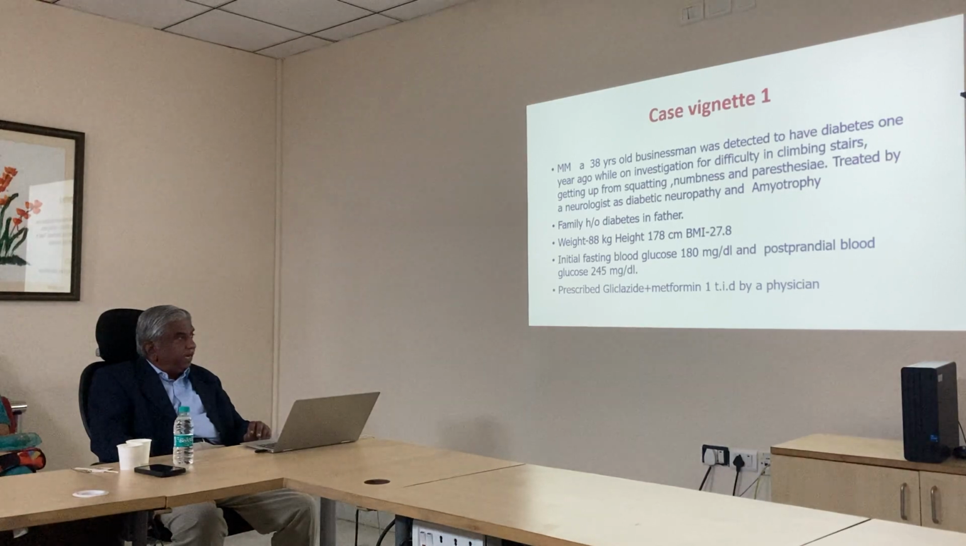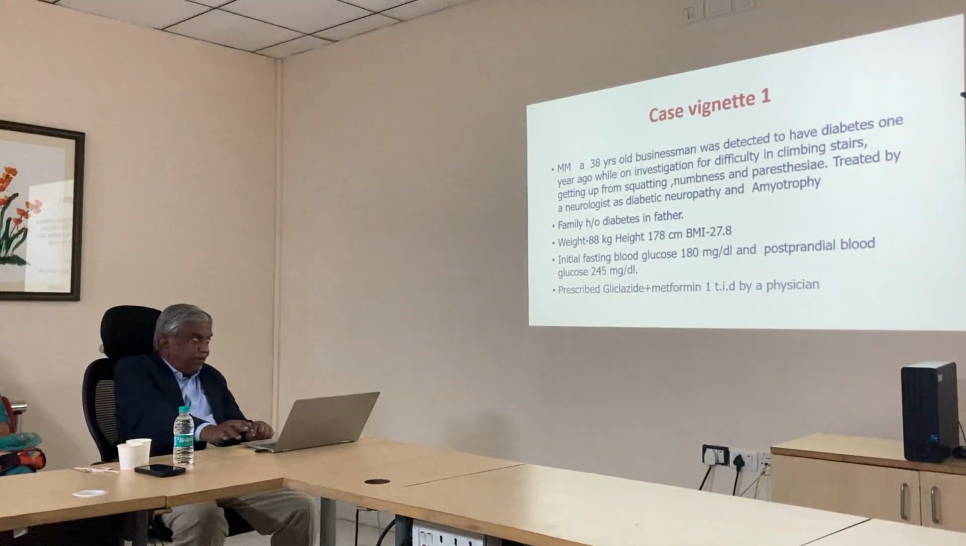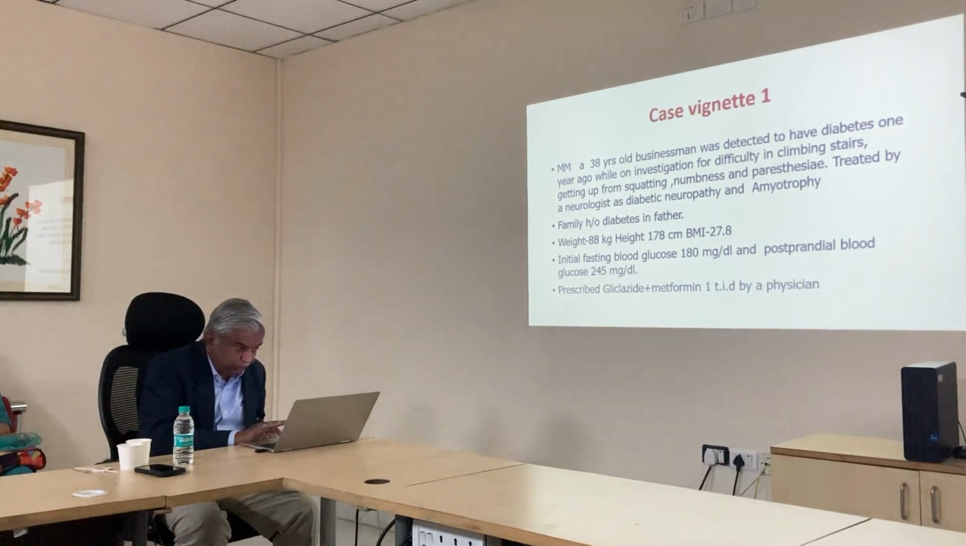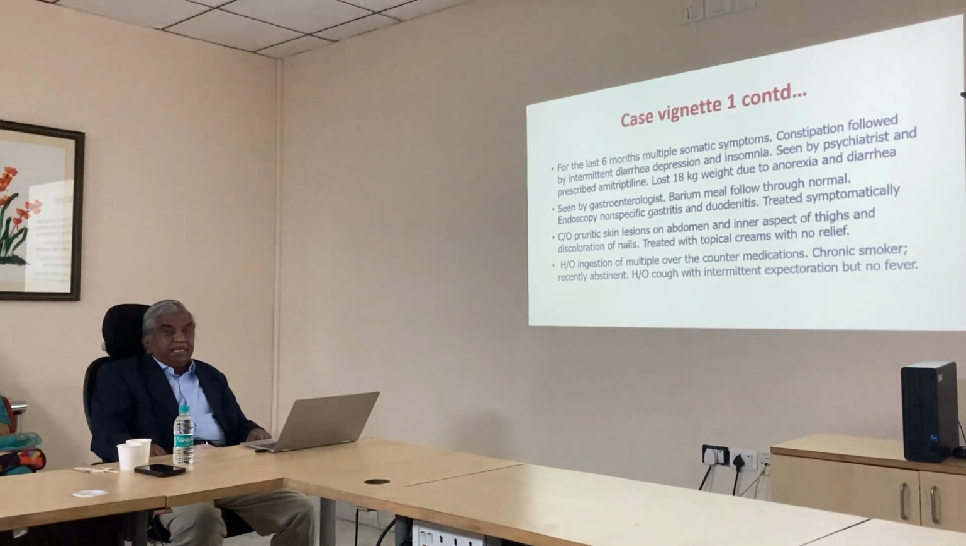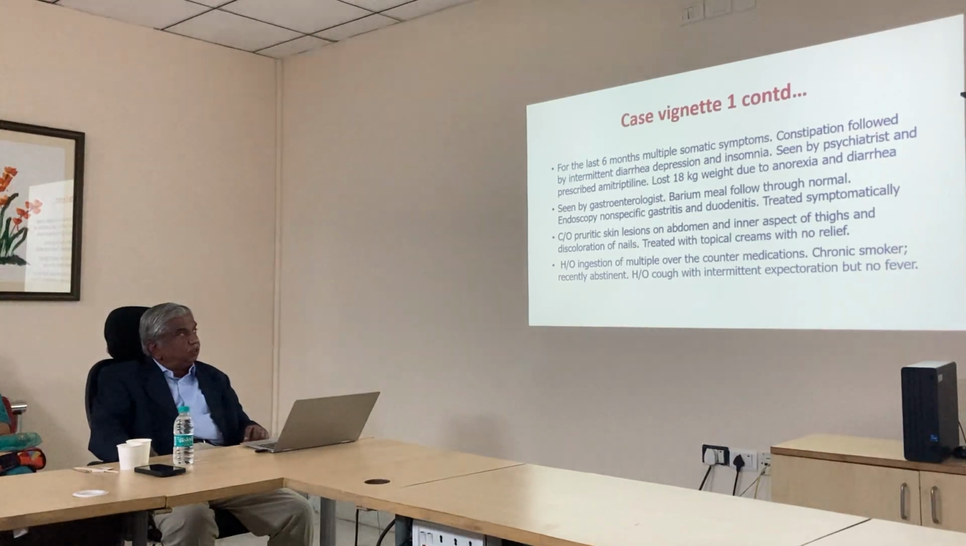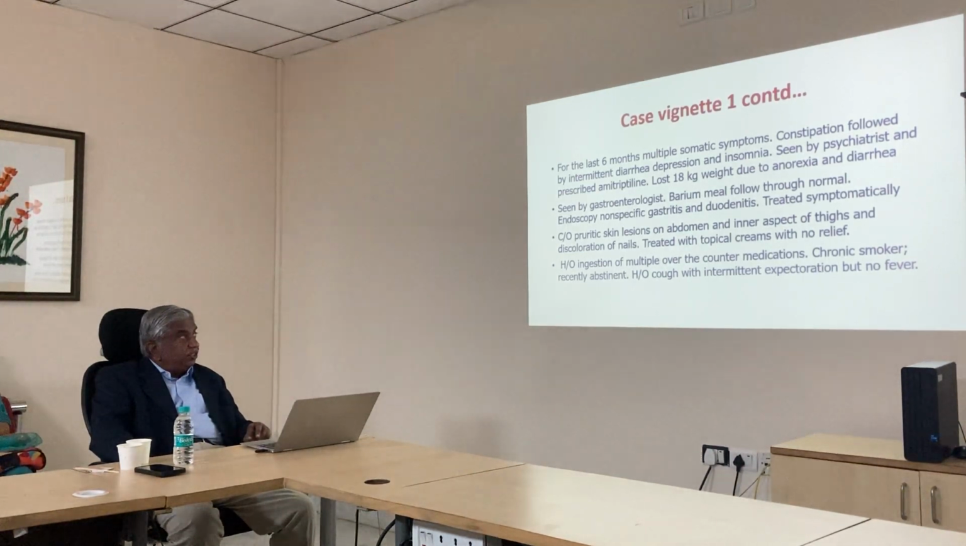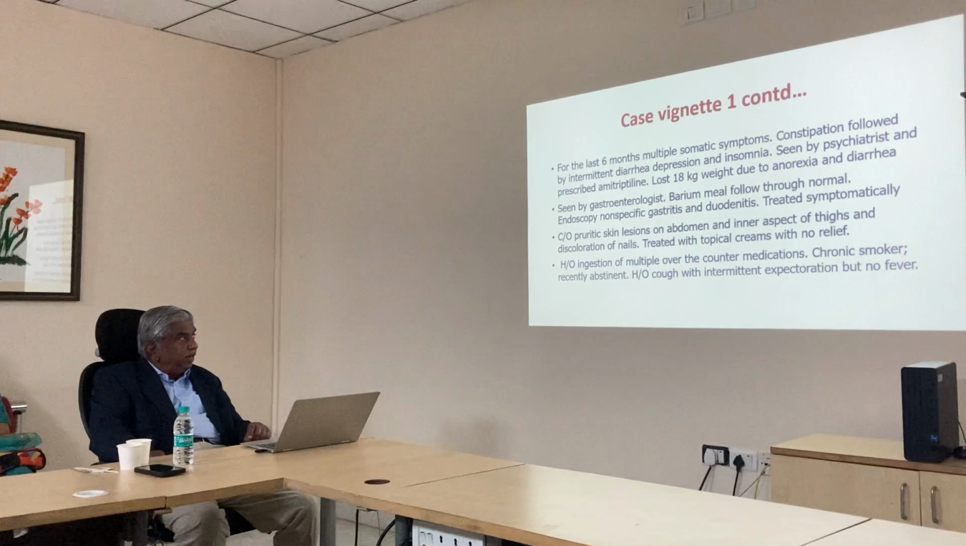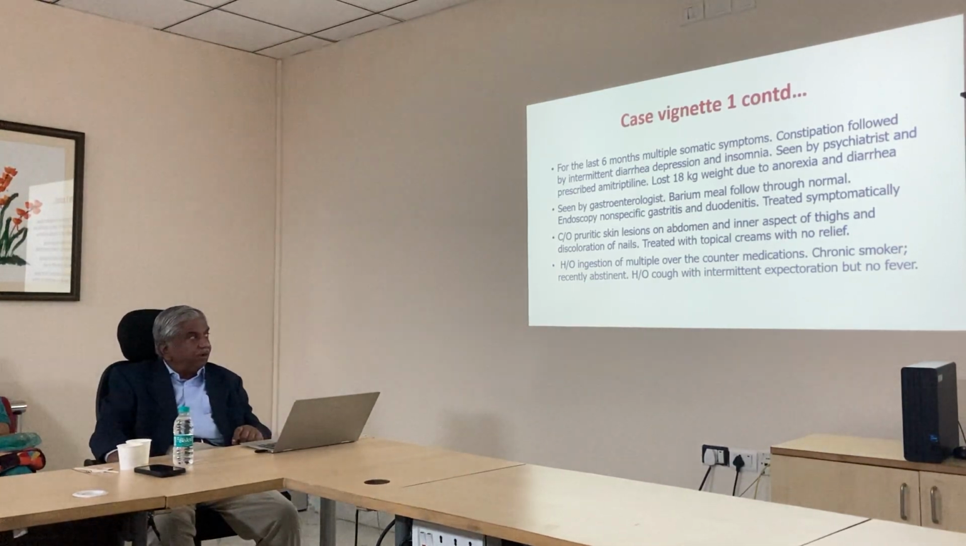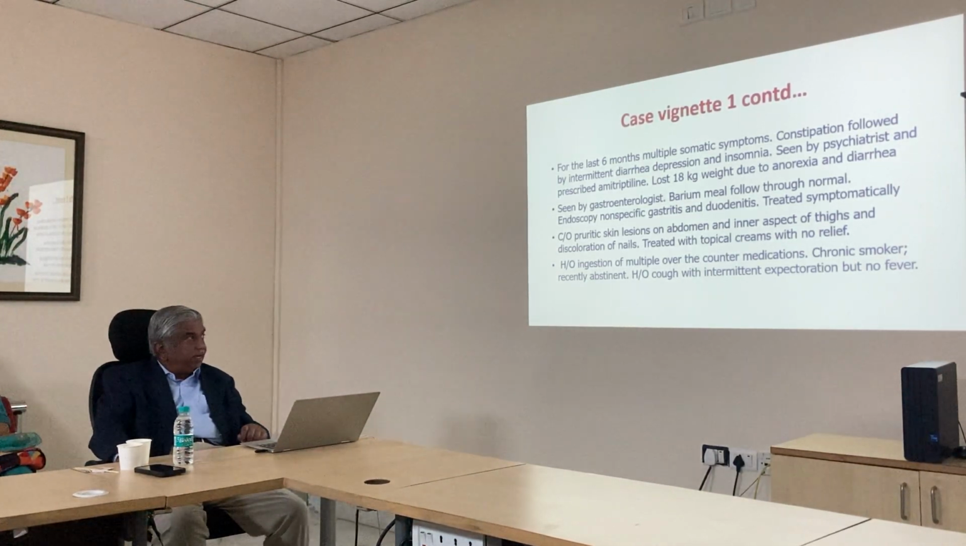Initial fasting was 180, postprandial 245. He was given glycoside plus metformin 1 TID by a physician. For the last 6 months, multiple somatic symptoms, constipation followed by intermittent diarrhea, depression and insomnia, seen by a psychiatrist and prescribed amitriptyline. Lost 18 kilos weight due to anorexia and diarrhea. Seen by a gastroenterologist, barium follow through normal, endoscopy non-specific gastritis, duodenitis, treated symptomatically.